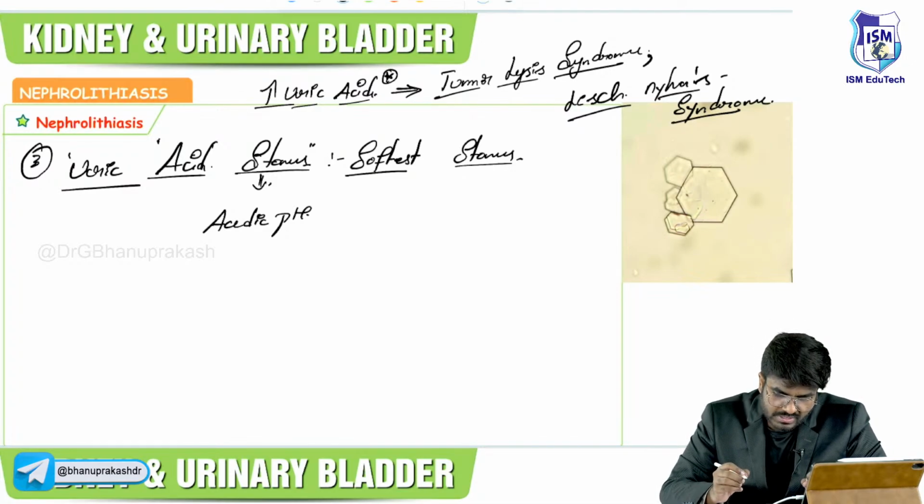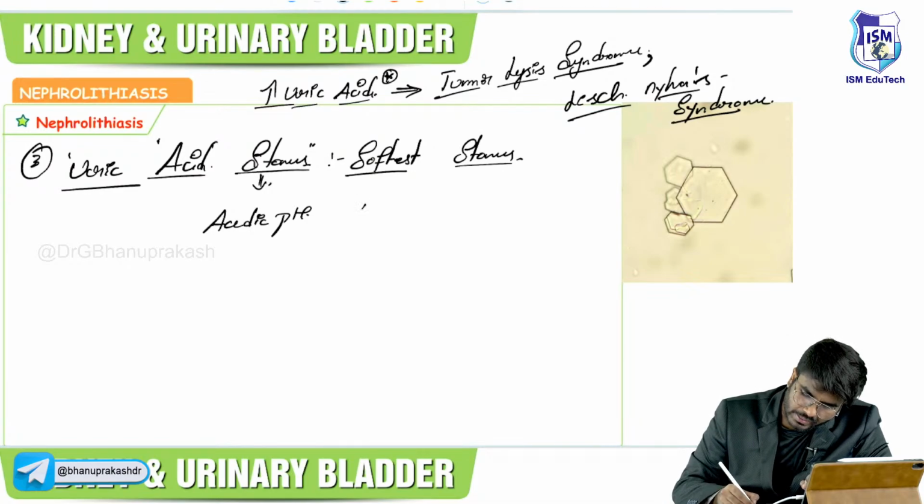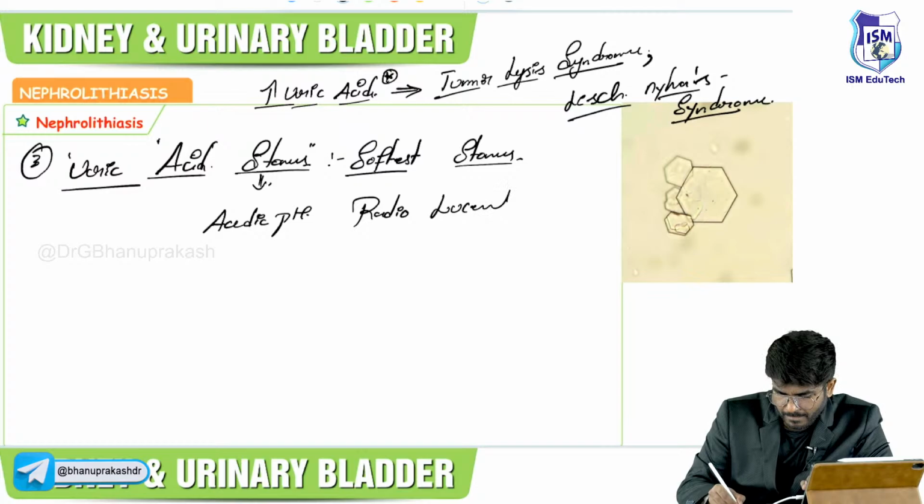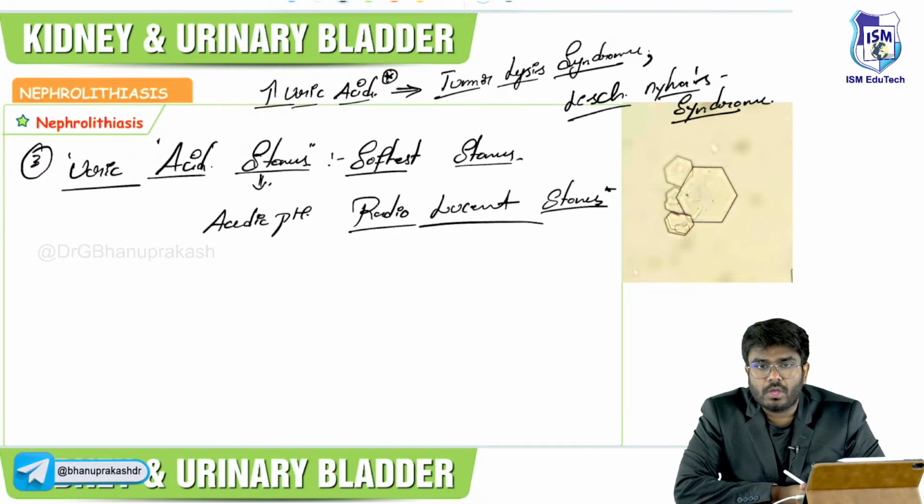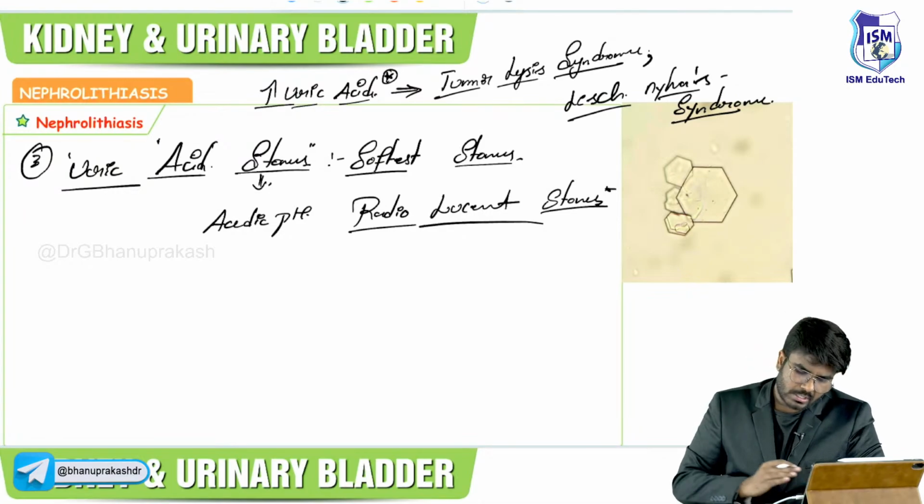The important point about uric acid stones is one more thing. They are radiolucent stones, which means you cannot see the stones. Uric acid stones cannot be seen on X-rays because they are radiolucent. So these are some important points.